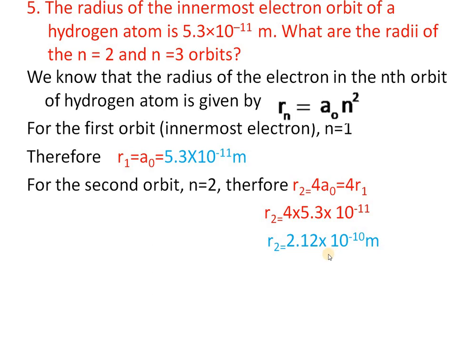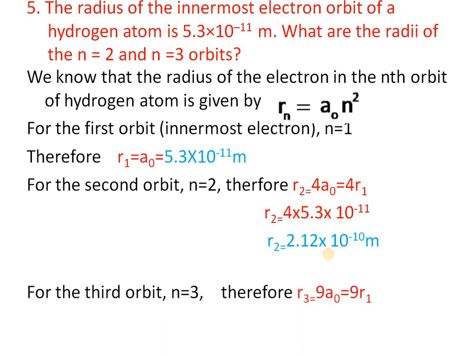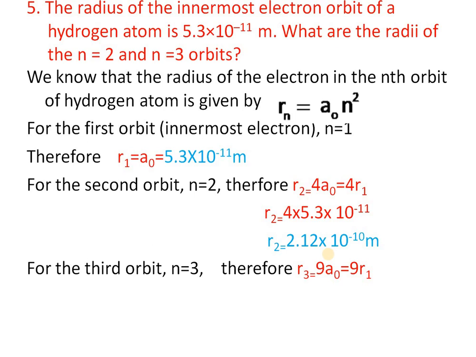Now we'll calculate the radius of the n = 3 orbit. Now for the third orbit, n = 3. So R3 is equal to, if you substitute n = 3 here, 3 squared is 9, 9 a0, that is nothing but 9 R1, because R1 = a0. Now R3 can be easily calculated. 9 times a0, a0 is 5.3 × 10^-11, given in the problem. So R3 = 4.77 × 10^-10 meters.